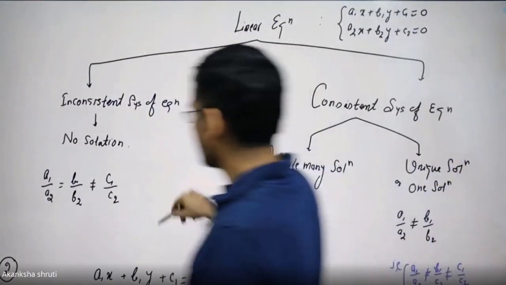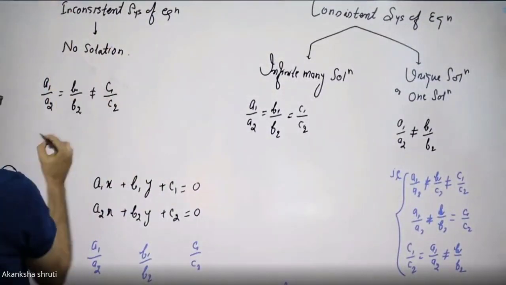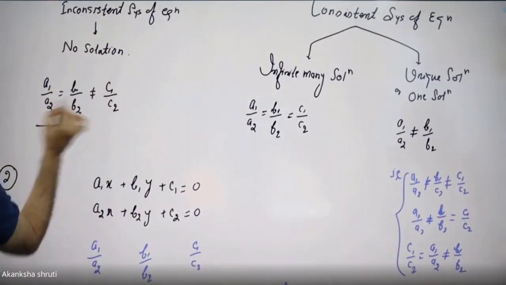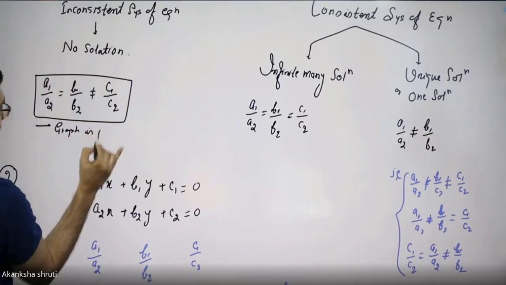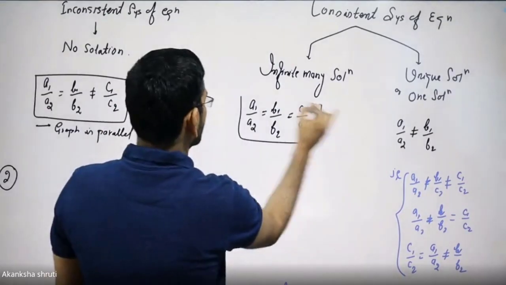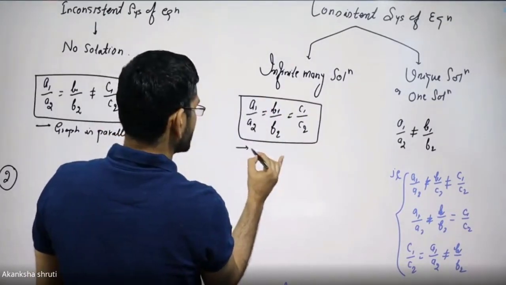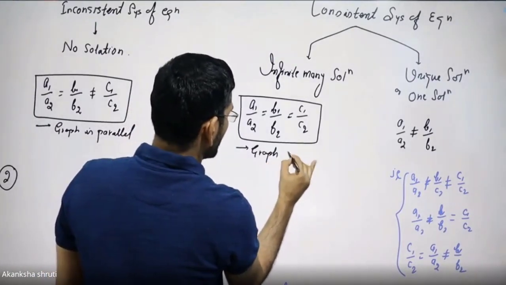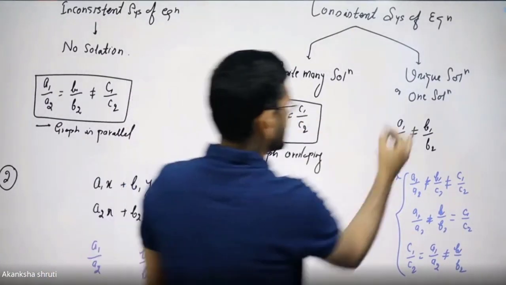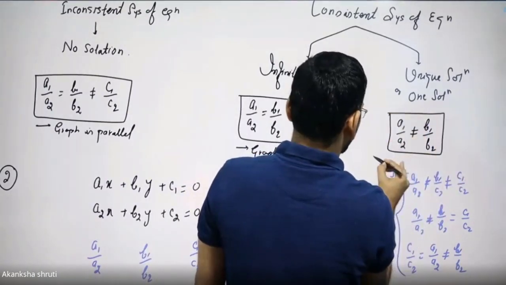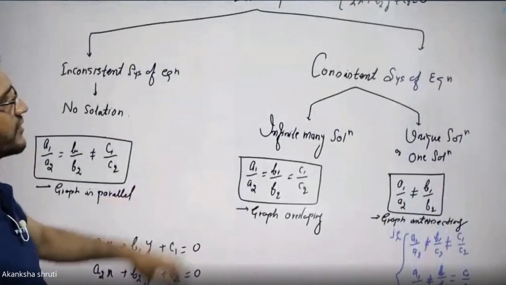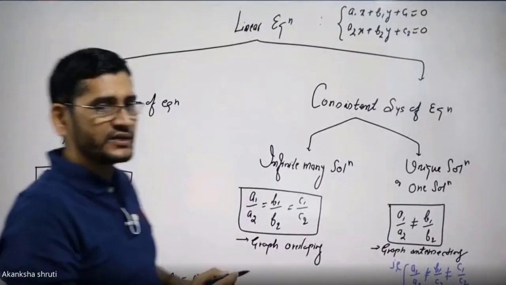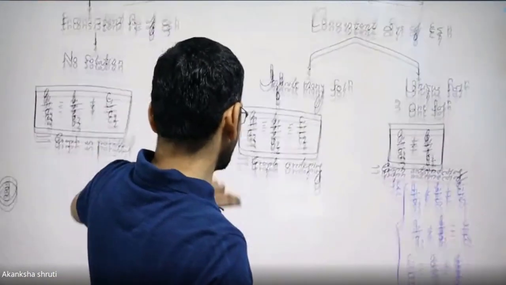Student, just write a few more things regarding the graph. This is the mathematical condition: the graph is parallel here, the graph is overlapping here, and here the graph is intersecting. Whatever concepts we have learned and summarized, based on this we are going to solve the questions. Okay student, it is very easy. Now you will see that what I taught you is very easy. Next day I will start with the solutions.